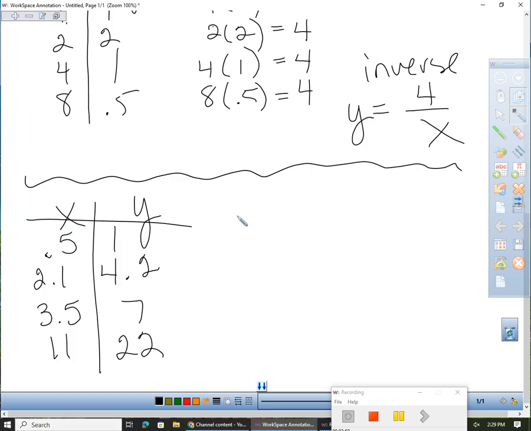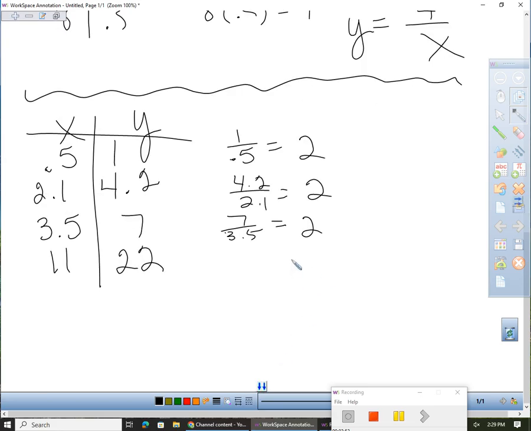So in this one, I can take 1 and divide it by 0.5 and I get 2. 4.2 divided by 2.1, I get 2. 7 divided by 3.5, I get 2. So since they divide and get the same thing, this is a direct, like we had in our warm-up today, and we would write y equals 2x. Any questions? Okay.